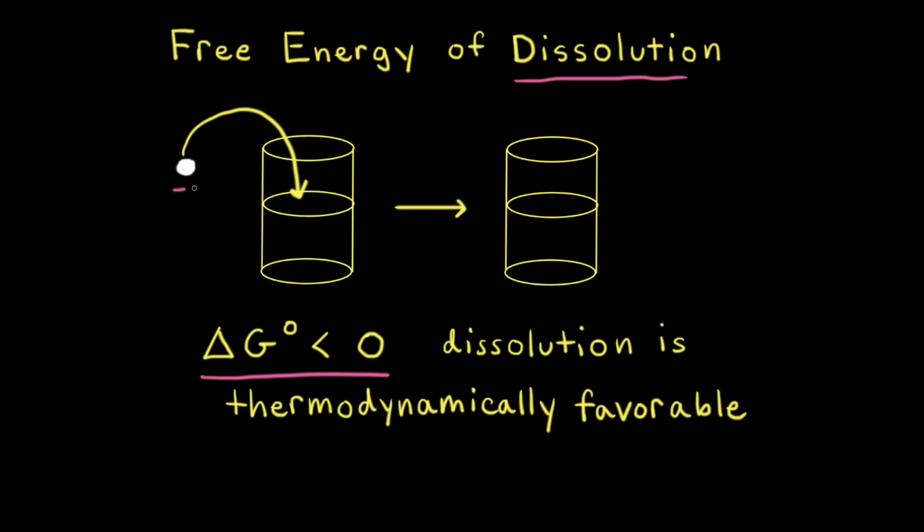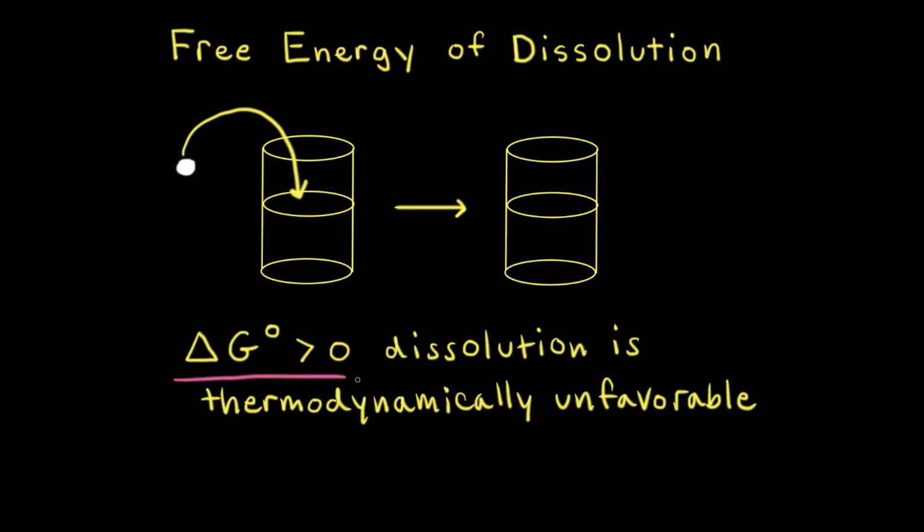So if we were to put this substance in a solvent like water, the substance would dissolve and it would form a solution. However, if delta G naught is greater than 0, the dissolution is thermodynamically unfavorable. So if we tried to dissolve the substance in water, it wouldn't dissolve, and therefore we would just see it on the bottom of the beaker.